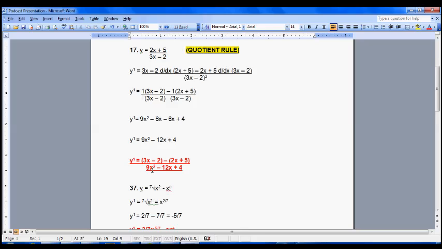You take that, and then you use that as your low squared. So the answer would end up looking as y prime equals 3x minus 2 minus 2x plus 5 over 9x squared minus 12x plus 4. And that was the problem using the quotient rule.